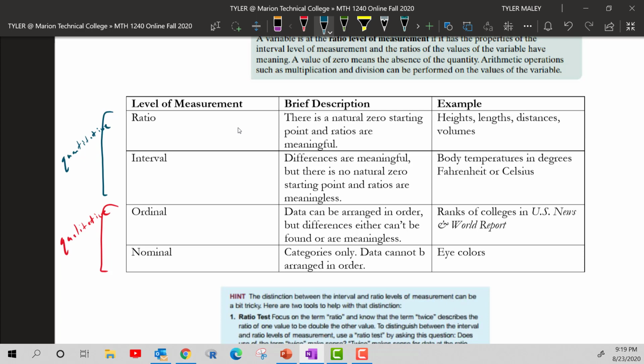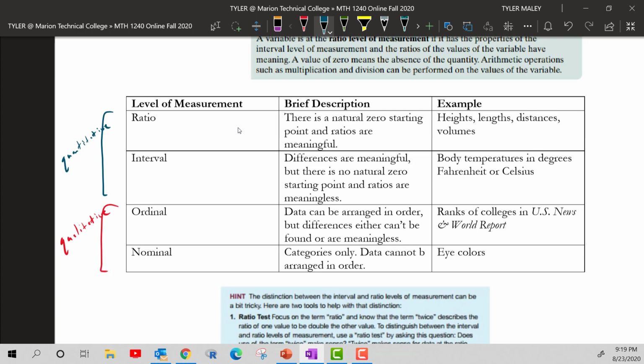Also, ratios make sense. If someone is 3 feet tall, another person is 6 feet tall, we can have a ratio of the two. The person that's 6 feet tall is twice as tall as the person that is 3 feet tall, right? So ratios make sense.